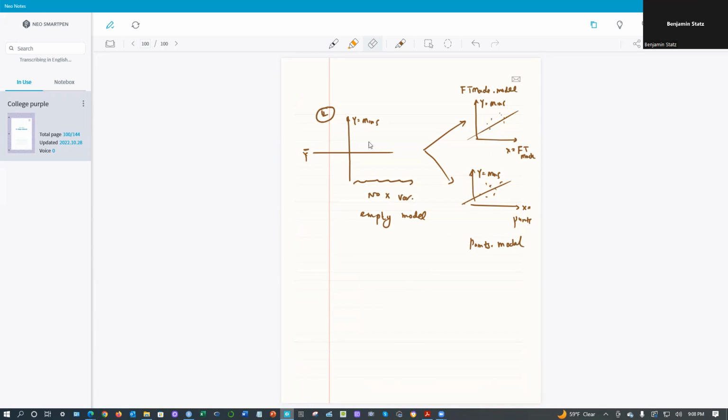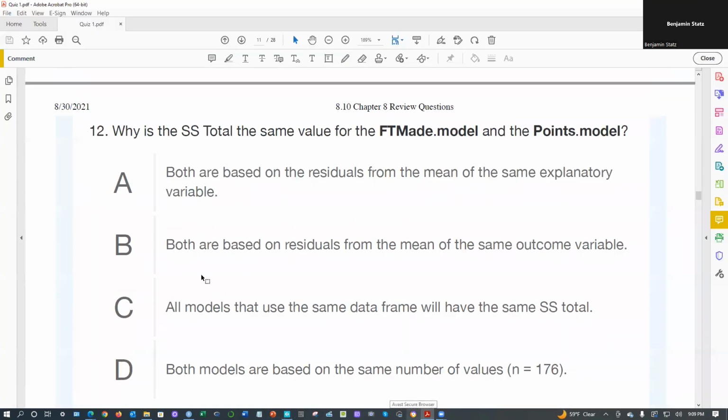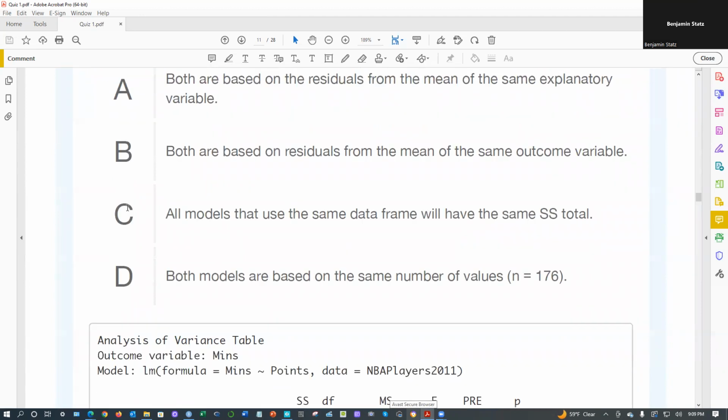They are different, that's a different story. See, why the same y bar is being explained: for both of them, the same y bar is going to be used. If you get this one, y bar would be the same. Y bar is nothing but the mean of y. So both are based on the residual from the mean of the same outcome variable.